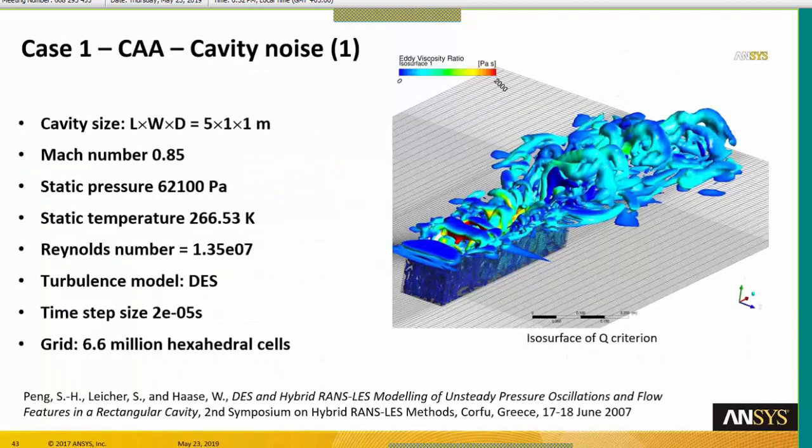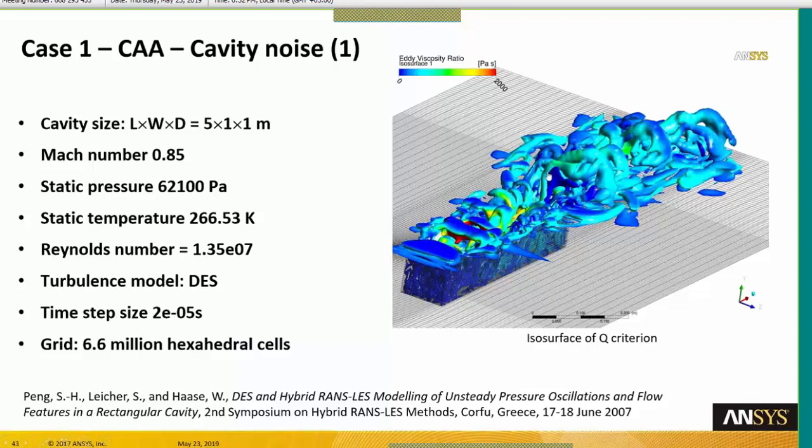Let's go through some examples. Yes, this one, cavity noise. Have a look at the Mach number, a bit below 1. We are talking about DES, so this SRS approach. Remember, RANS in the near wall region and then LES in the core flow. Time step size is still very small, 20 microseconds. Grid is not so high, but it's still important with hexagonal cells, 7 million hexagonal cells.